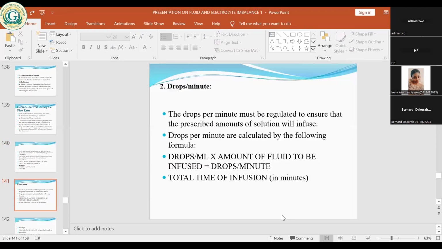Now, calculating drops per minute. The drops per minute must be regulated to ensure that the prescribed amount of solution will be infused. Sometimes the doctor is very particular because the patient may have some chest condition, pneumonia, or some respiratory disorder, and he doesn't want the infusion to run so fast as to congest the chest and cause pulmonary edema. So you need to regulate the flow rate to suit what the doctor has recommended.